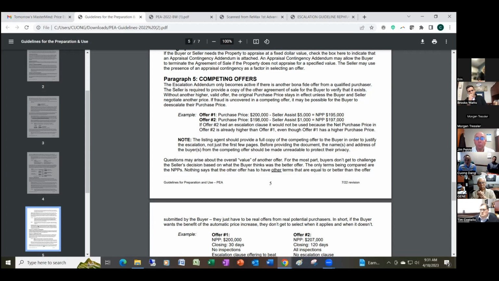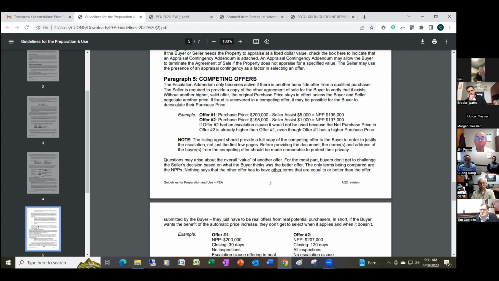If offer 2 had an escalation clause, it would not be used because the net purchase price in offer number 2 is already higher than offer number 1, even though offer number 1 has a higher purchase price. Right? We're comparing net purchase price. So this is a very good example of why we do that.